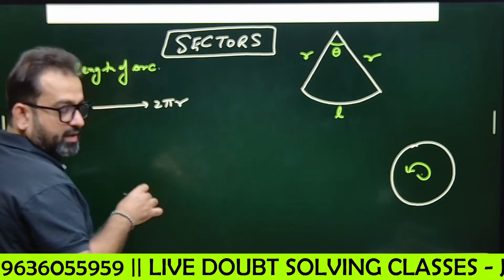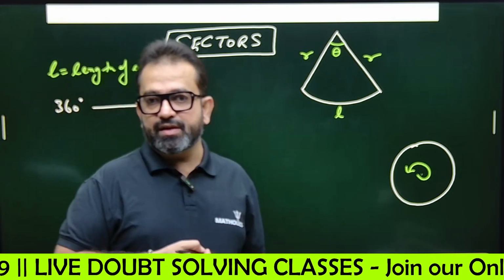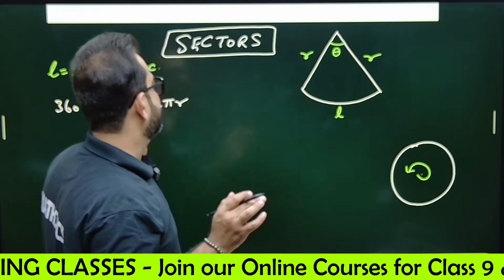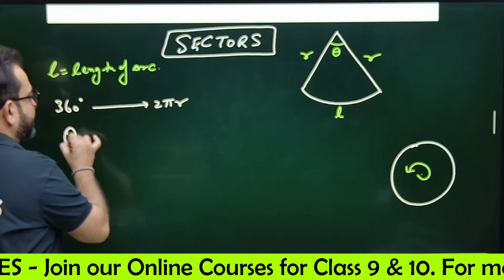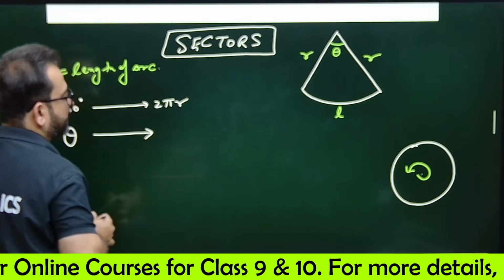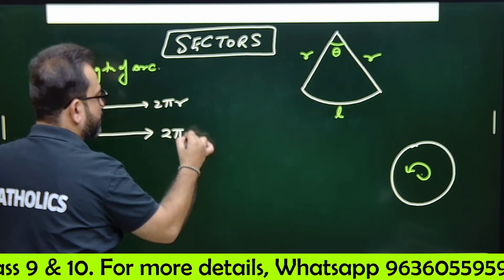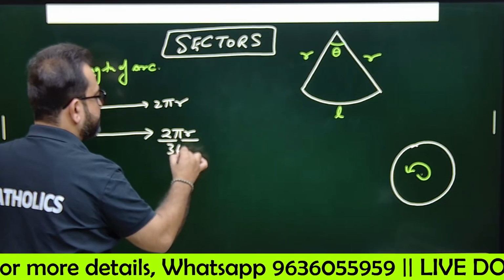See, if the angle is 360 degrees, the length of arc is what? 2 pi r. So if the angle will be theta, what will be the length of arc? Unitary method. 2 pi r divided by 360.